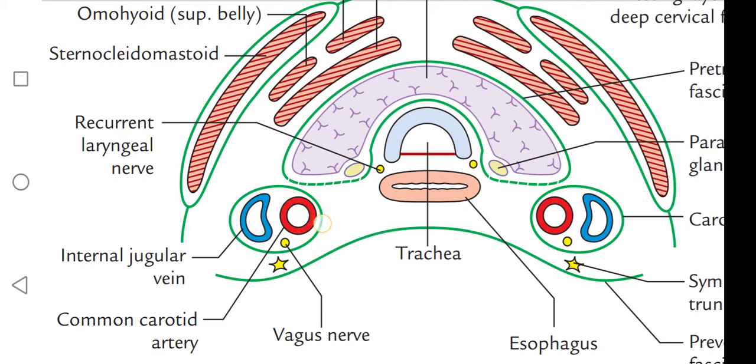First, C means common carotid artery. This is the common carotid artery. Next, this is the internal jugular vein, I. What is V? That means nerve, that is vagus nerve. Artery, vein, nerve, CIV. Common carotid artery, internal jugular vein, and vagus nerve. Okay, to this carotid sheath, anteriorly and posteriorly two structures are present.